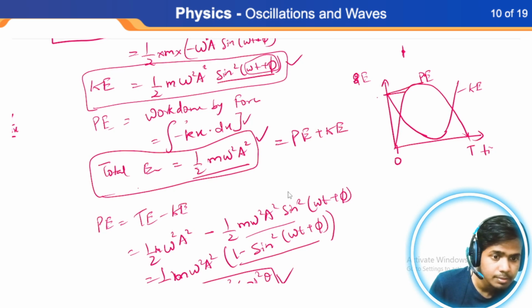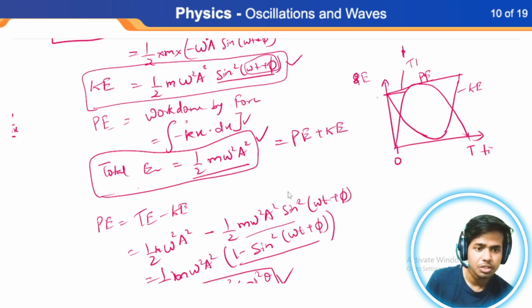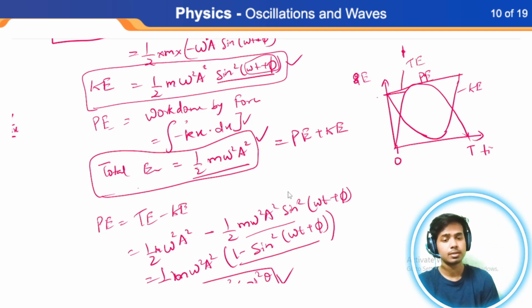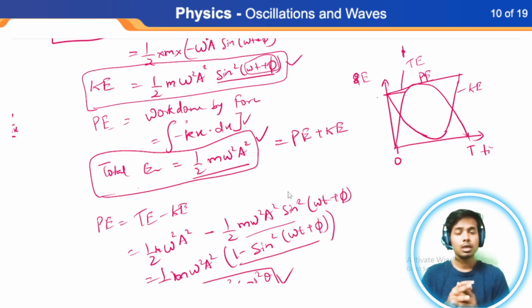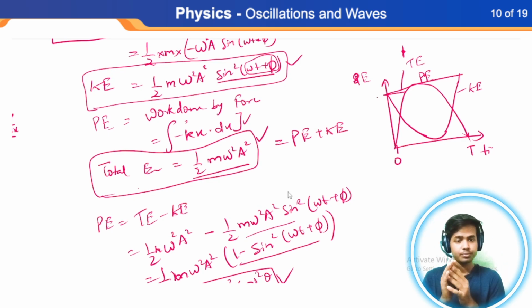Yes, this is total energy. It is always fixed. It does not change. But the components of total energy either get converted into higher potential energy or higher kinetic energy. All right. But the addition of both of them will remain exactly equal to the total energy always.